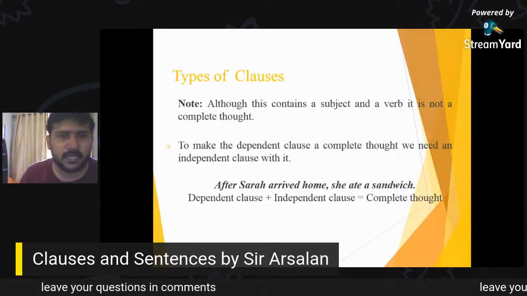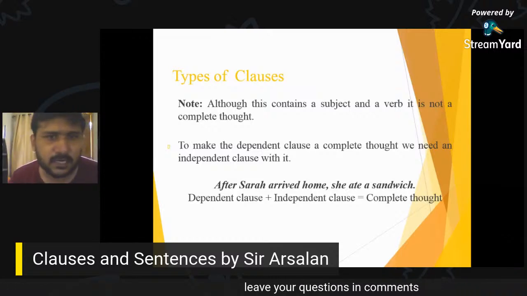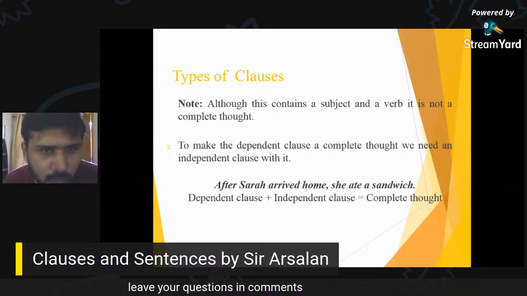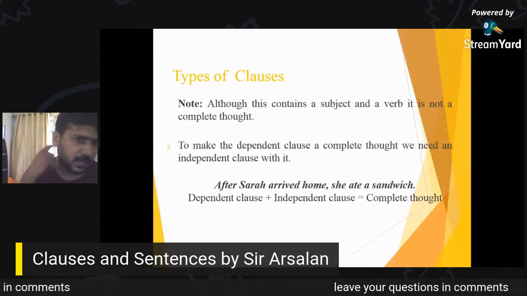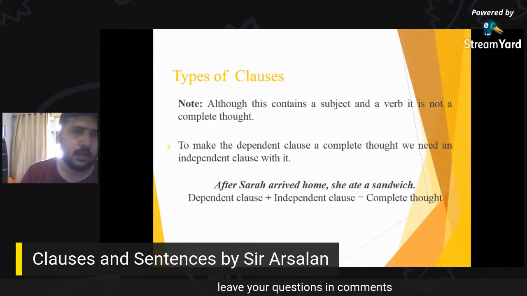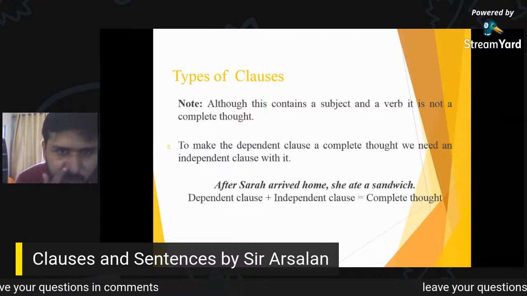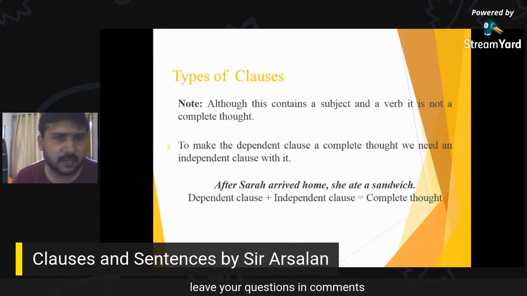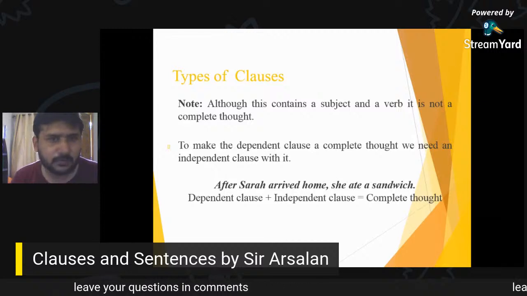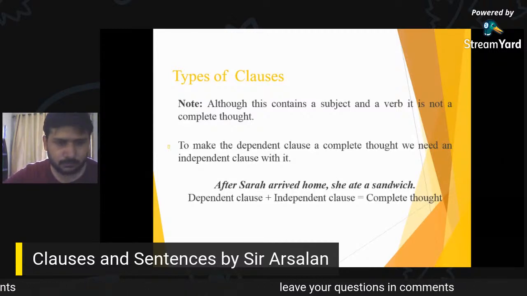Although this contains a subject and a verb, it is not a complete thought. Now if you look at the explanation here, there is also a subordinating conjunction present in the explanation. Although this contains a subject and a verb, comma, it is not a complete thought. I think there is a typo here. To make the dependent clause a complete thought, we need an independent clause. That's what I've already told you.